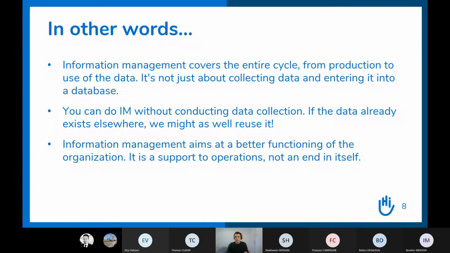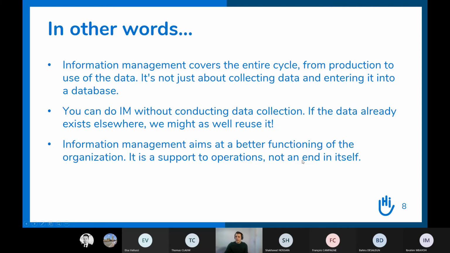And you can even do information management without conducting a data collection. It's completely possible to take data that already exists somewhere else and to reuse it and to do a new analysis on it and so on. So information management is not about data collection. Data collection is usually a part of it, but it's really not the only one, and it's even a part that maybe you won't have to do.